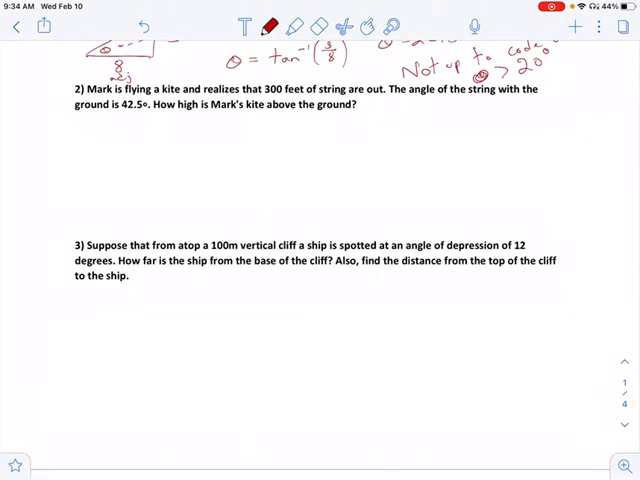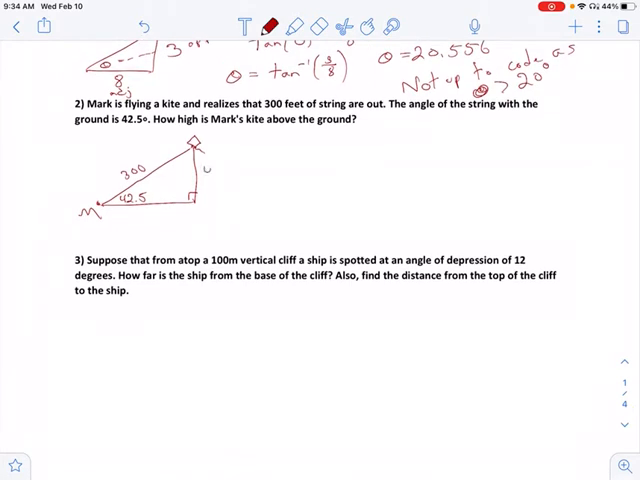So Mark is flying a kite. Here we go. We've got Mark flying a kite. The angle of the string with the ground is 42 degrees. So here we've got this situation. Angle of the string, so this is 42.5, and we have 300 feet of string. So this is going to be where our kite is. Okay. How high is Mark's kite above the ground? So we are looking for this piece of information.